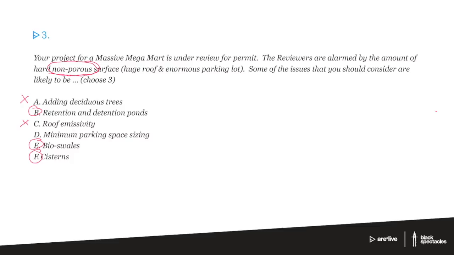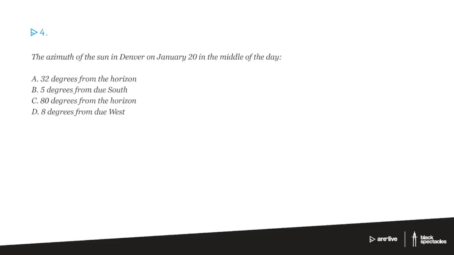Down to 12. All right. Oh, sorry, 16. All right, here we go. Number 4. The azimuth of the sun in Denver on January 20th in the middle of the day, and we have a couple different possible answers here.